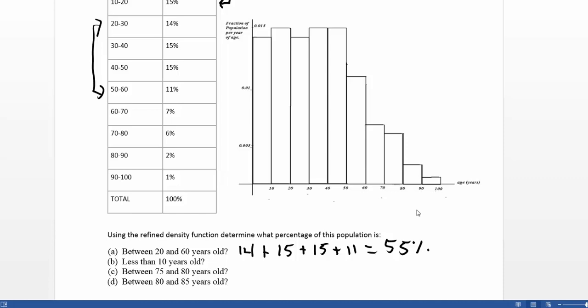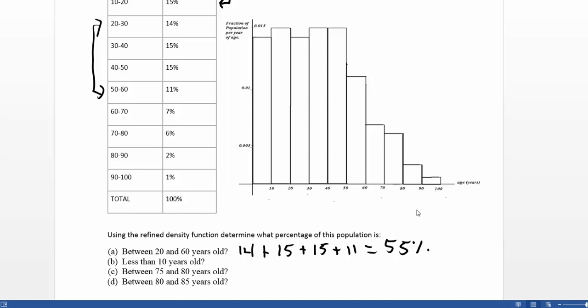Now this makes sense that it would be the same as example 1 because from 20 to 60 involves the same 20-year spans in 10-year intervals. So because we're just breaking the 20-year intervals up into smaller intervals, they should still add up to the same amount, which was 55%. However, when we look at our other questions, we'll see how we can get more accurate information. So part B wants to know less than 10 years old.